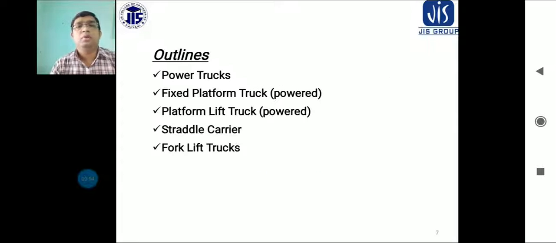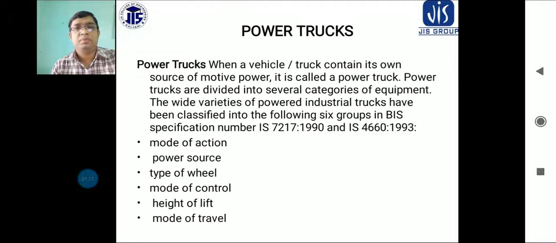The outline today covers the power trucks, and also fixed platform trucks, platform lift trucks that are powered, and also the straddle carrier and forklift trucks, which are considered under power trucks. You can see that we first discuss the power trucks.